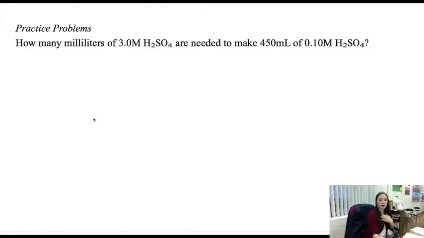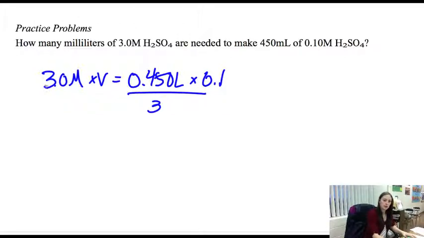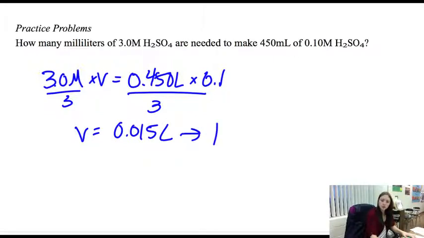How many milliliters of 3 molar H2SO4 is needed to make 450 milliliters of 0.1 molar H2SO4? You always have to dilute to a smaller concentration. So I have 3 molar times some volume equal to 450 milliliters, now molarity by definition is liters, so I've got to have 0.450 liters times 0.1. So I multiply, and then I'm going to divide by 3 to get the V by itself, and my volume is going to be 0.015 liters. It asks for milliliters, so that is 15 milliliters that I would add.